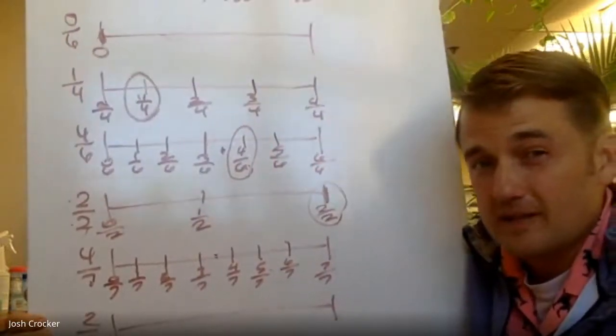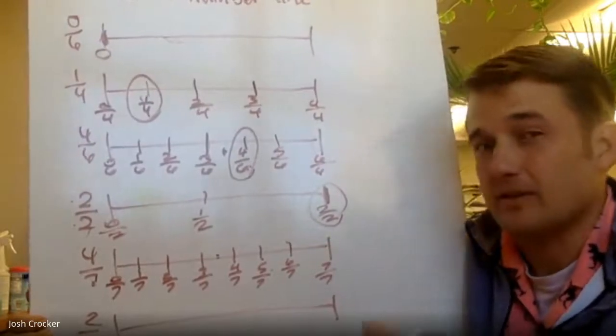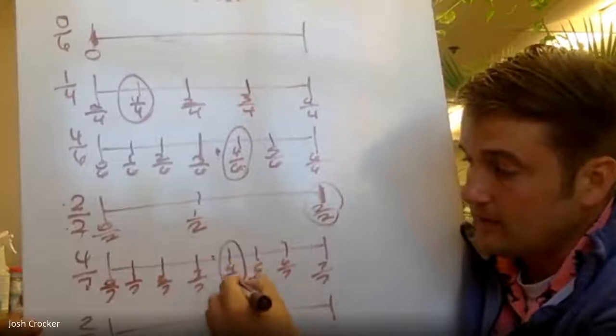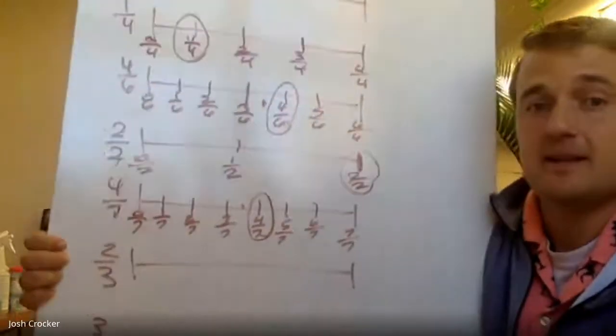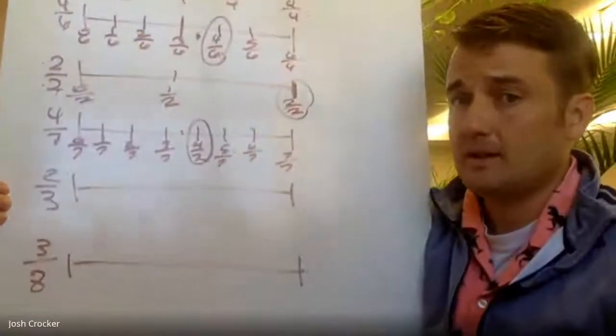So 4/7 is close to half. If I was going to estimate this, what I would have done is I would have thought half and then just a little bit past that. Okay, so there's 4/7 on a number line. That's my answer. Okay. 2/3.